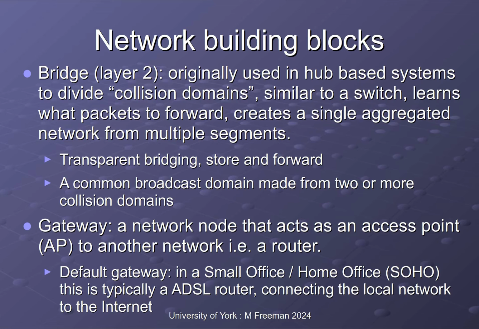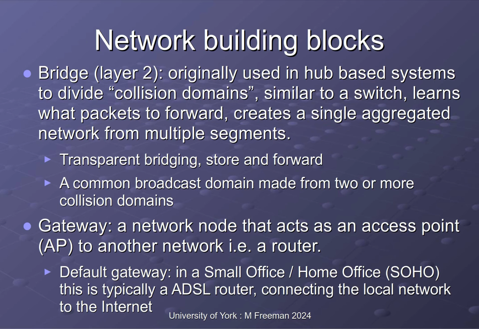So in a small office, home office, your SOHO networks, your ADSL router will be your default gateway. So all the machines on your network at home, if you look at their routing tables, you'll see that the default gateway is that router. So your home computers will forward their packets across that local network, your home network, to the default gateway, your router, which will then forward them on to the internet.